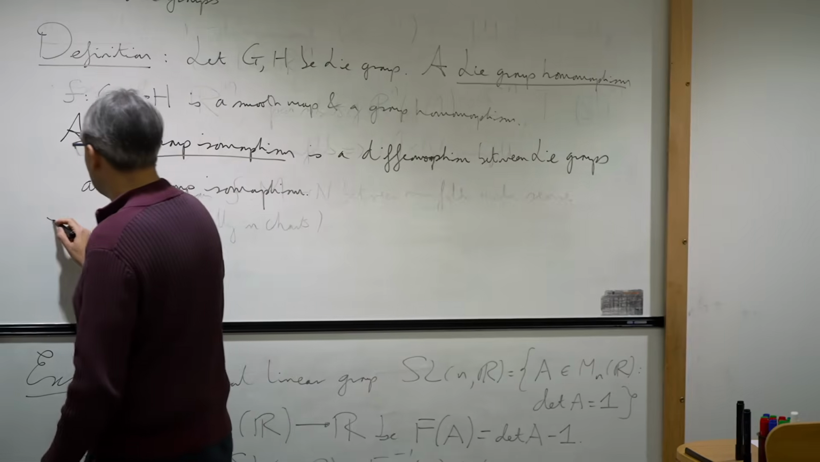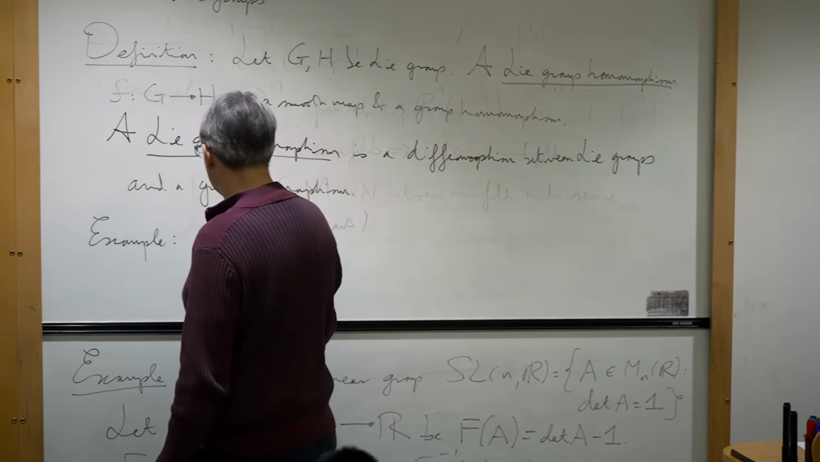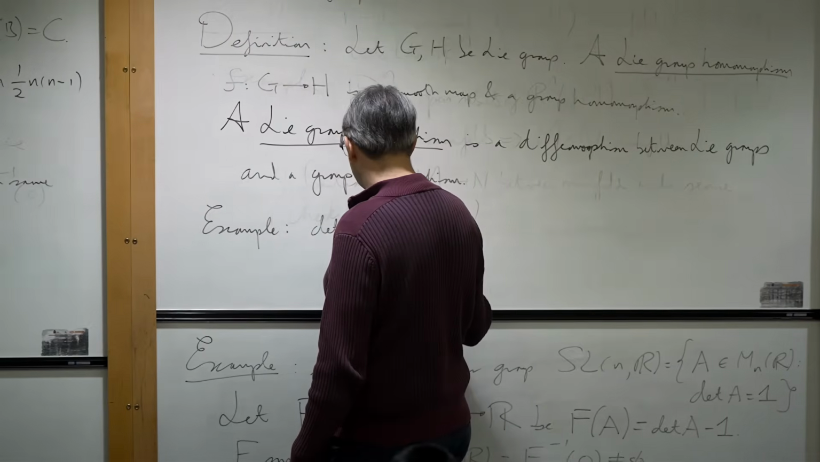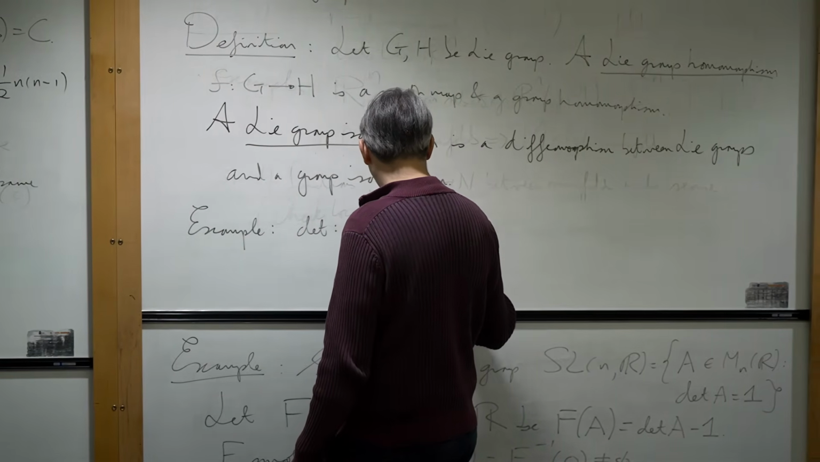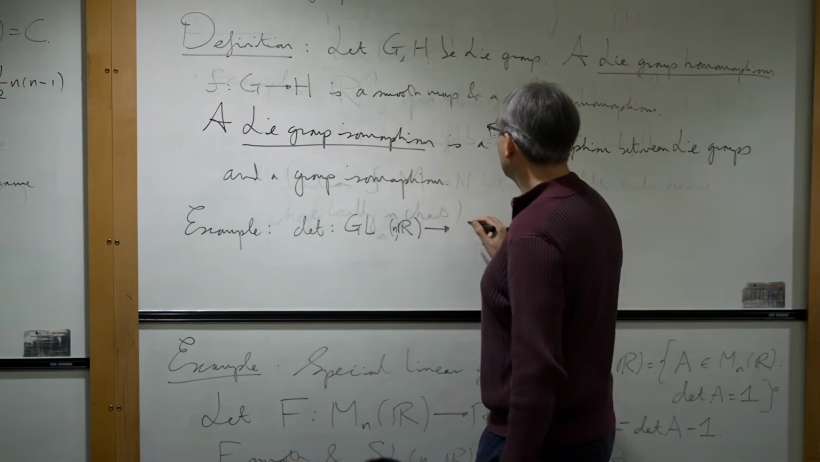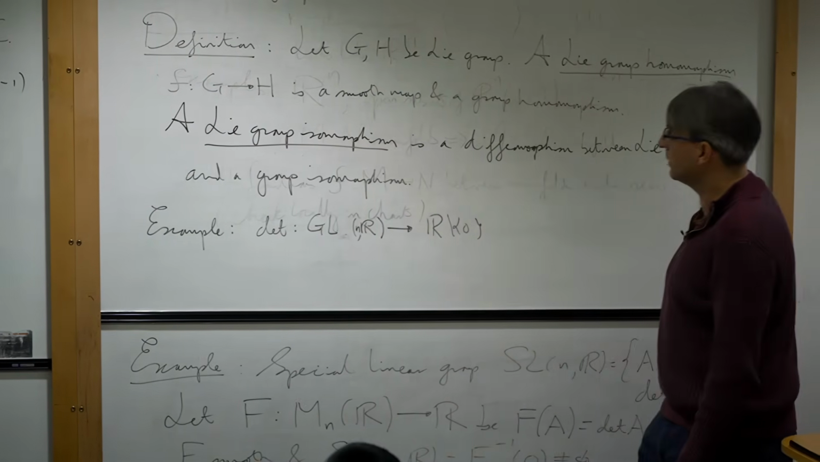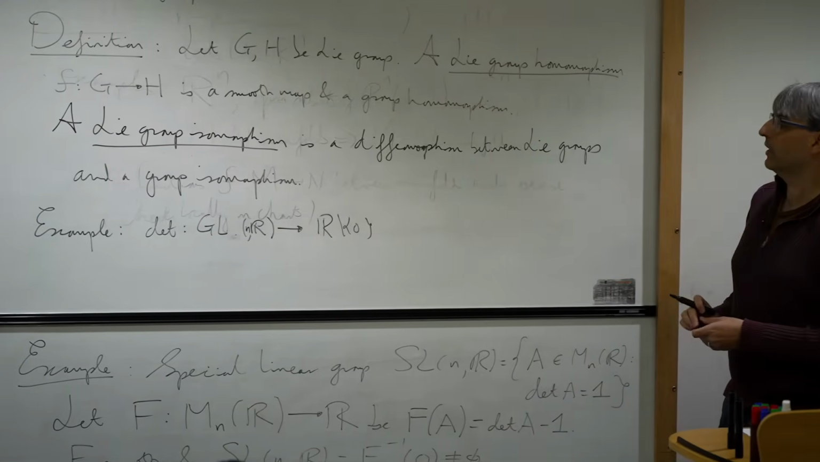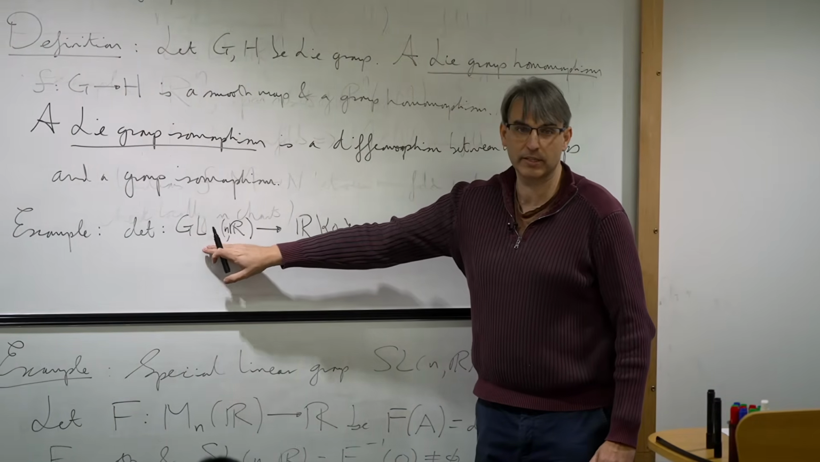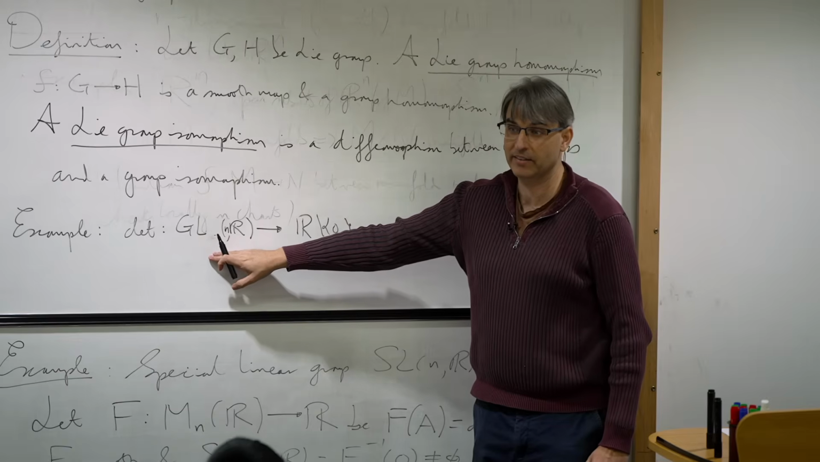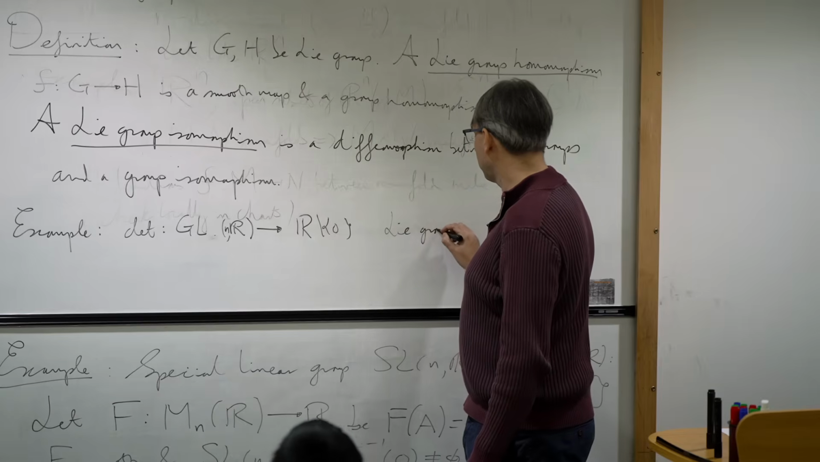So we already have some examples of this. The first one is very simple. If I take the determinant from GL(n,R) to R minus 0, so this is a multiplicative group, right? And we know that the group operation here is multiplication. det(AB) is det A times det B, and stuff like that, right? So this is a Lie group homomorphism.